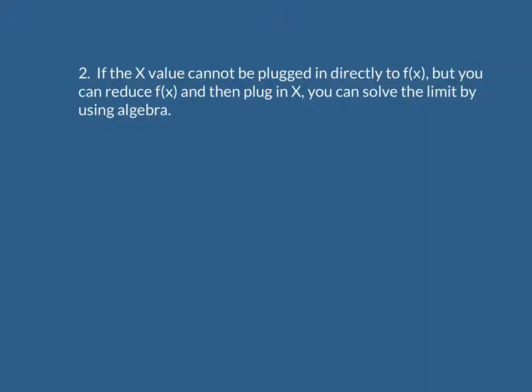So the next method is that you can use algebra to solve the limit. And this will only work if a reduced form of f of x allows you to plug the x value in. So let's look here. If I had the limit as x approaches 4, x squared minus 16 over x minus 4. Now we saw earlier that we cannot plug 4 directly into this function, because it gives us 0 in the denominator, so we can't use our first method. But what we can do is maybe use algebra to simplify this and then plug it in.